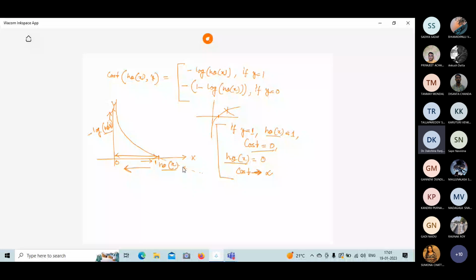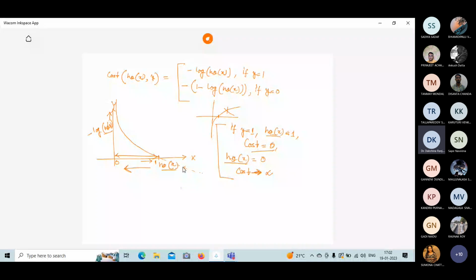So therefore the tumor is found to be a malignant tumor. That means the hypothesis representation crosses the threshold value 0.5, and if the hypothesis value is found to be perfectly 1, then we will get the cost function 0, because we get the deviation 0, and for that we get the cost function 0.